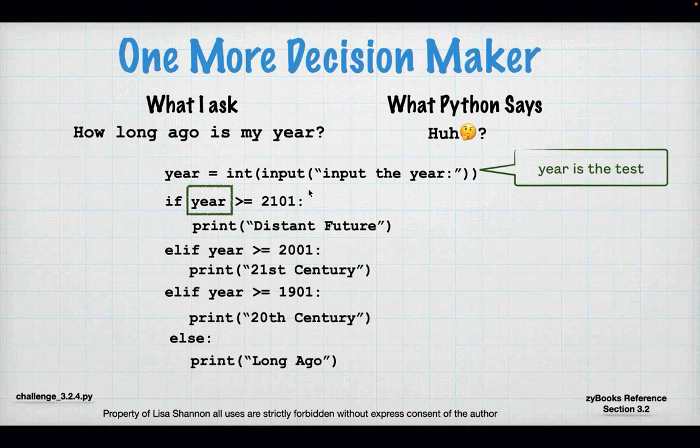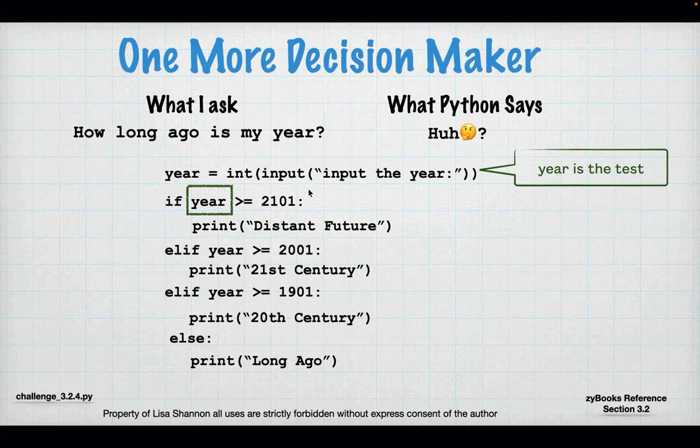Now, these are mutually exclusive decisions, but they are all related. You will notice that for each of these, we are in fact testing the value of year. Now, we only have one year in our program. We only have one variable called year. And year cannot have multiple different values. Year is an integer and it has a single value. Because of that, and because I am testing year, these are all related. And that's what you have with if, elif, elif, elif, however many you have, and else.